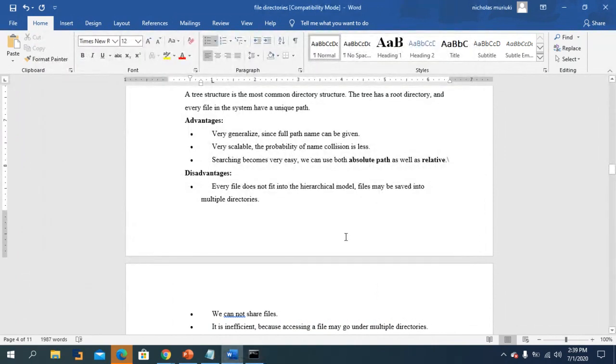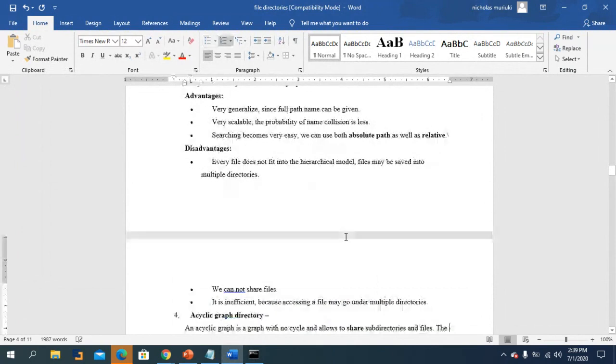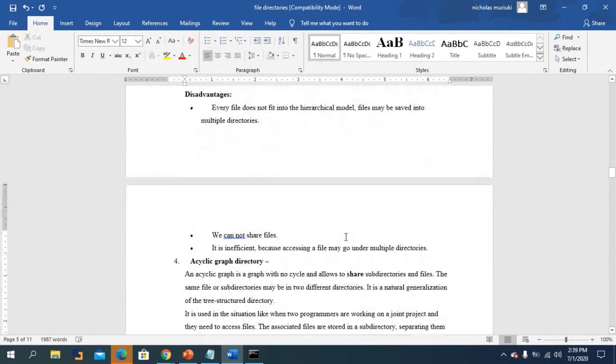Disadvantages: we cannot share files. That is one thing that we have seen here. We cannot create a sharing of files, which becomes an issue. And with this presentation, we need to understand that the basic question is, are we able to share files? And are we able to look at now the presentation of data within the files that we are having?